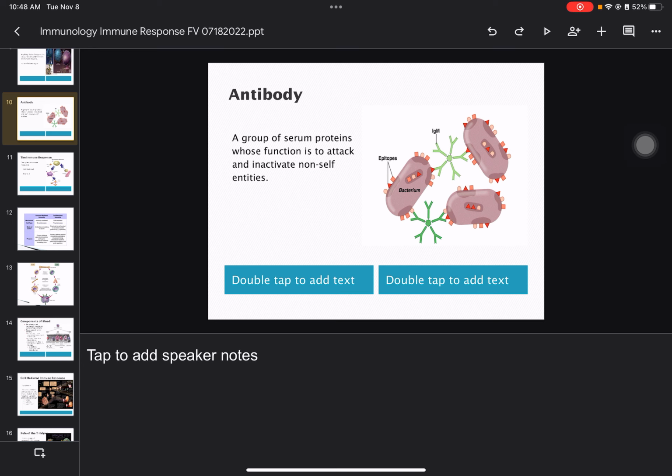What are the two ways that we can develop immunoglobulins against a non-self entity? Yes, ma'am? Vaccination is one of them.